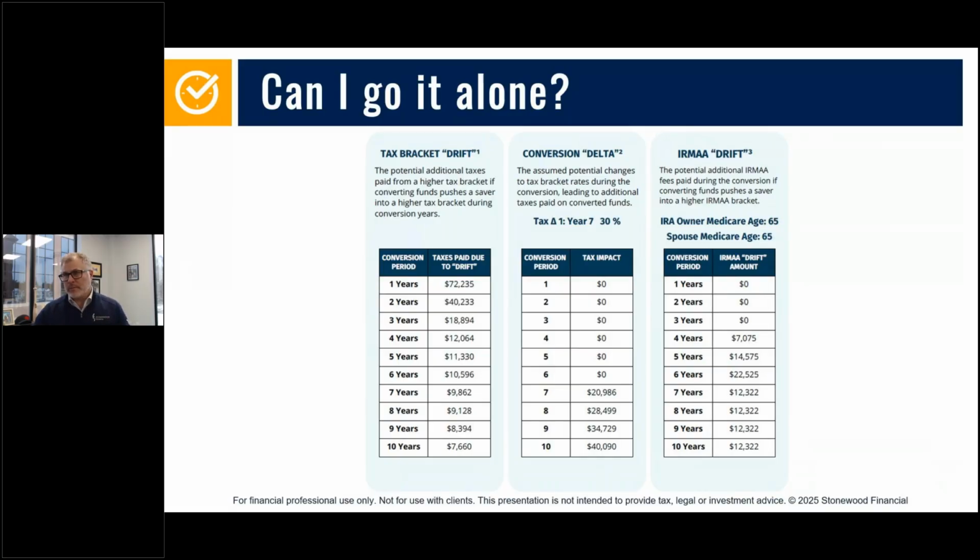And by the way, if IRMAA is rather new to you, fear no more. We've got all sorts of training modules to help you incorporate this into your day-to-day conversations. But the point being here, all 3 of these variables are working against each other. And so we've got to bring them all together. And that's the next piece of this.